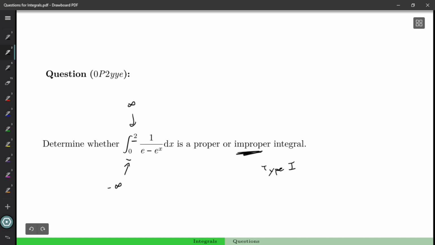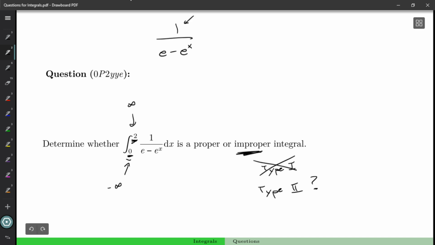Type 1, where some of the bounds are infinite, or type 2, where the function at some point, or maybe multiple points, in the interval, in this case 0 to 2, tends to an infinity. So clearly it's not type 1, but is it type 2? Well, we have to check, does this function here tend to infinity or negative infinity between 0 and 2? Does it have any sort of vertical asymptote?